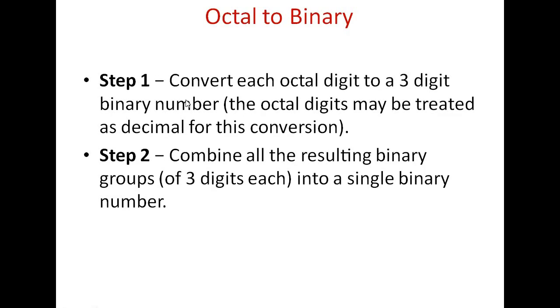Then octal to binary. Convert each octal digit to a 3-digit binary number. The octal digit may be treated as a decimal for this conversion. Combine all the resulting binary groups into a single binary number. So see one small example, 25. What is the binary equivalent of 2? Now we know that 2 means 10, but I can write it as 3 digits. So 2 can be written as 0 1 0, and we already know that 5 means 101.